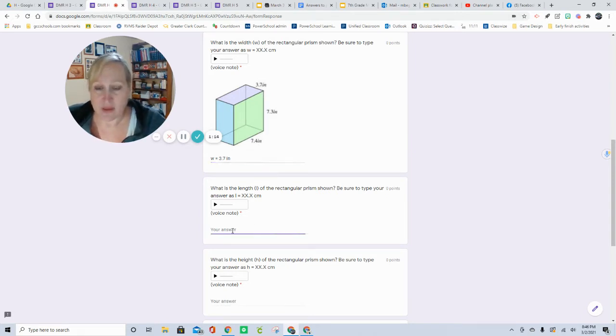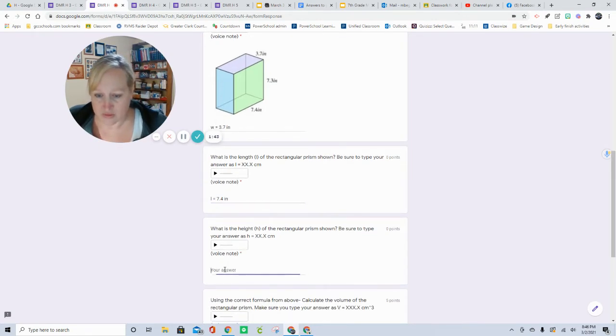There's that one. This one, it wants to know length. So I've already used this one. Done. Now I'm going to use this one. Well, let's use this one. That one seems more like the height, up and down. So length might go back and forth like this. So L = 7.4 IN.